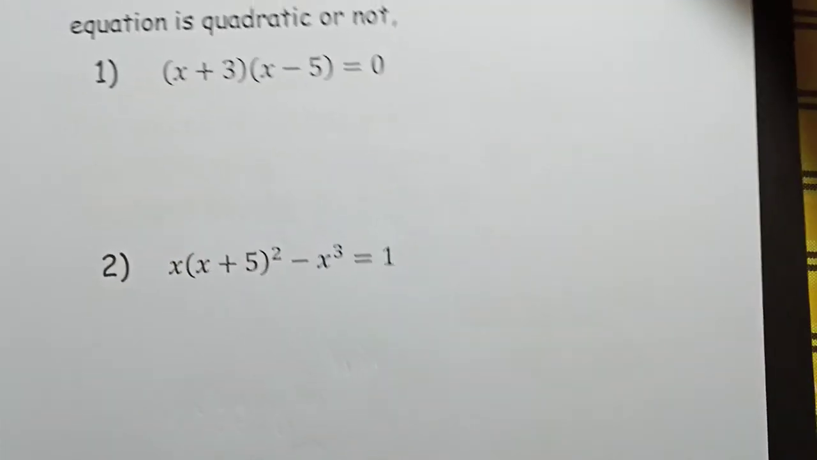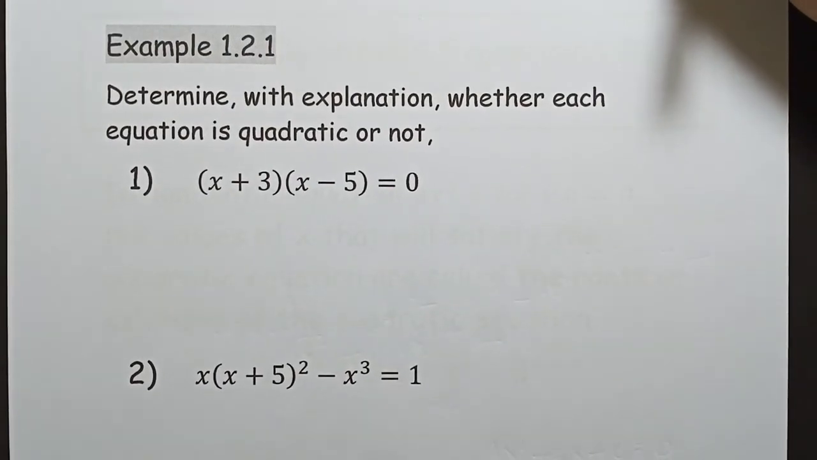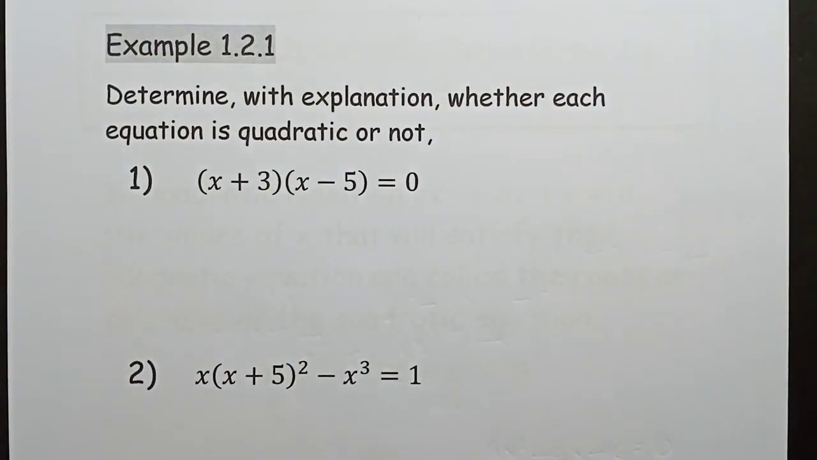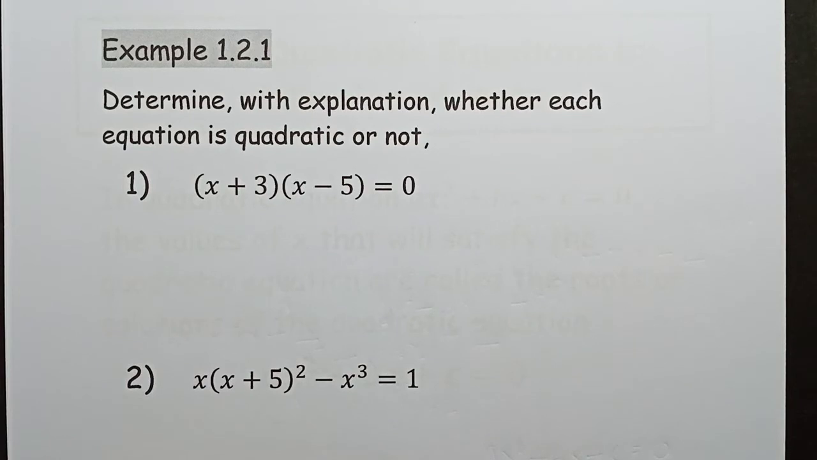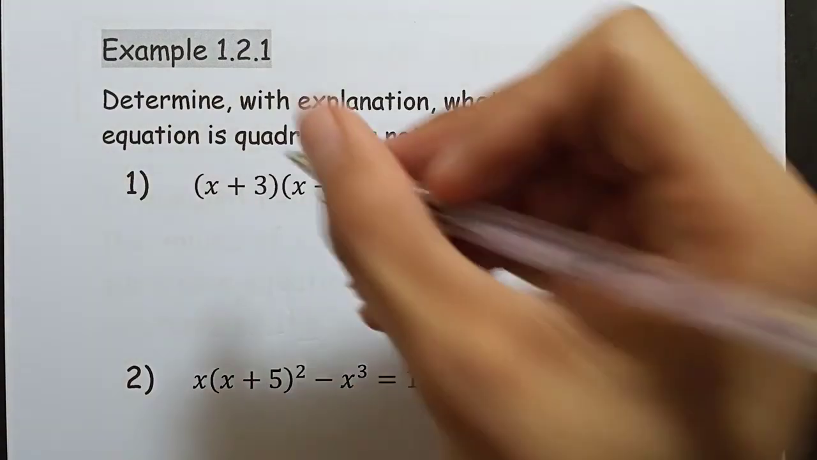Last example for this lesson. Example 1.2.1 in your book. Determine with the explanation whether each equation is quadratic or not. So, ganun ulit. Sulat natin in standard form. Then, let's see if it is quadratic or not. So, in number 1, we have quantity of x plus 3 times the quantity of x minus 5 equals 0. So, as you can see, naka-factor siya. Expand lang natin. Gamit tayo ng FOIL method.